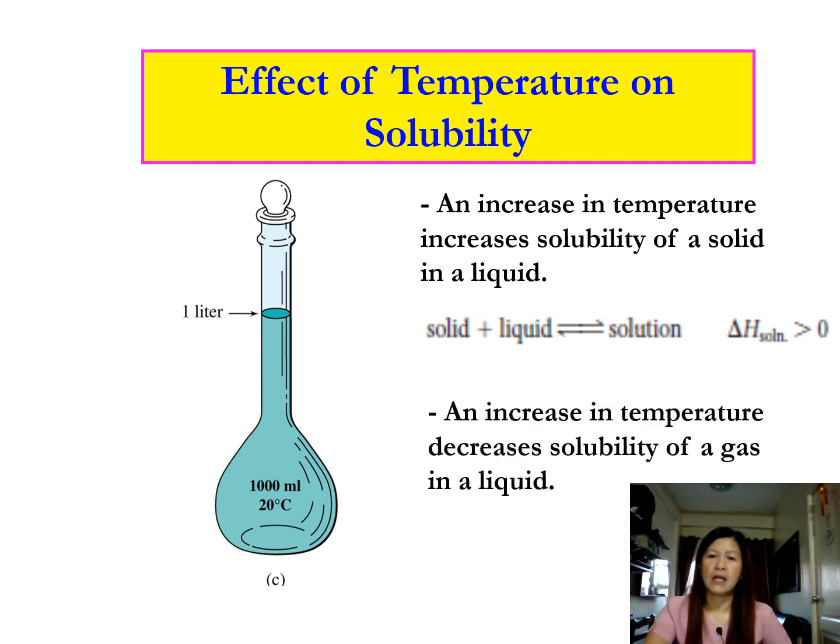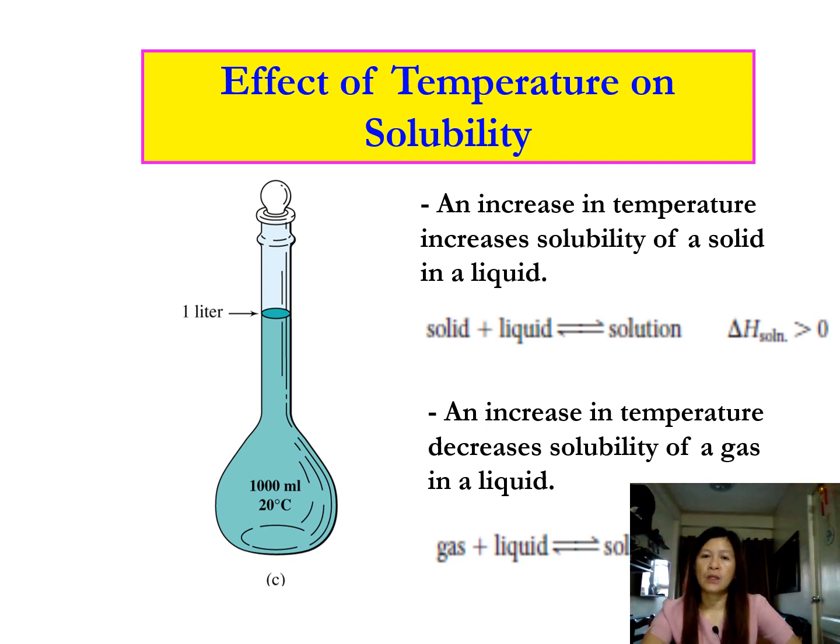On the other hand, an increase in temperature decreases solubility of a gas in a liquid. So, increase in temperature results in lower solubility of gas in a liquid. This is true when the solute is gas and the solvent is liquid. And this process is exothermic.